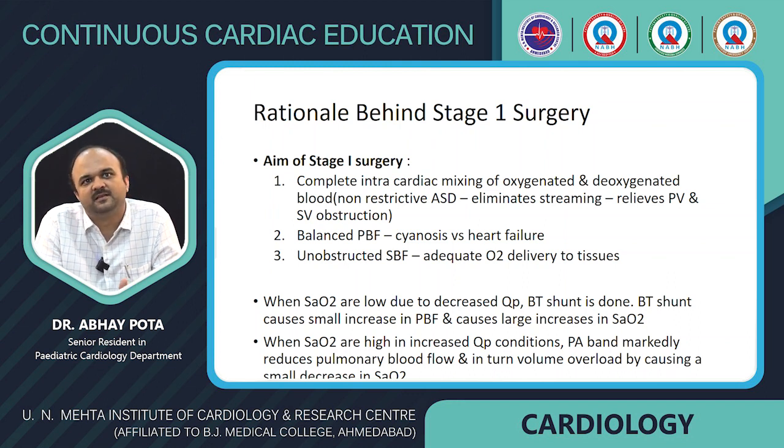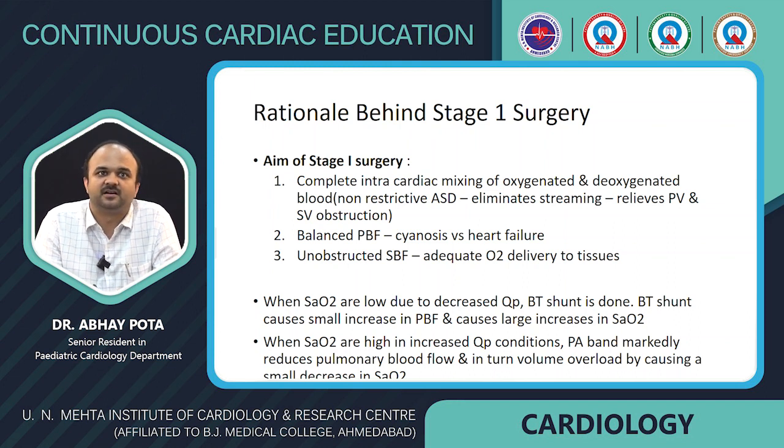Next, pulmonary blood flow should be balanced. Balanced pulmonary blood flow means we have to balance between increasing cyanosis and increasing heart failure. So we have to balance between these two. Next is unobstructed systemic blood flow, which leads to adequate oxygen delivery to tissues. When saturations are low due to decreased QP, a BT shunt is done.